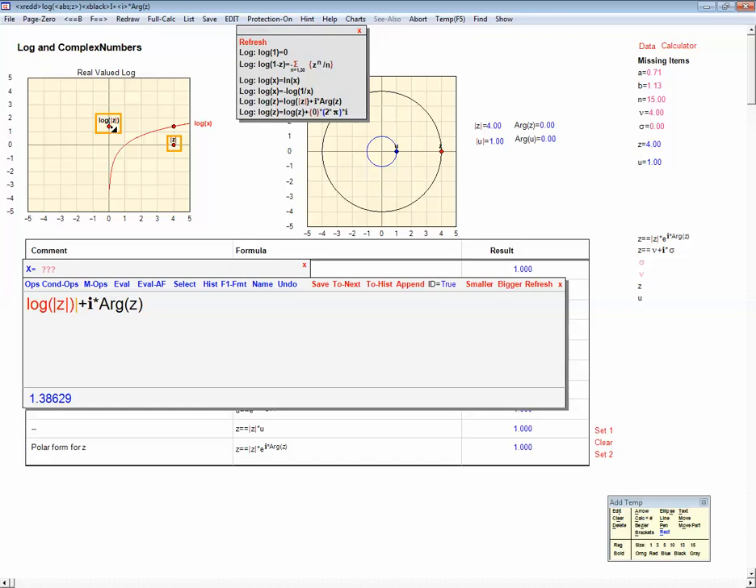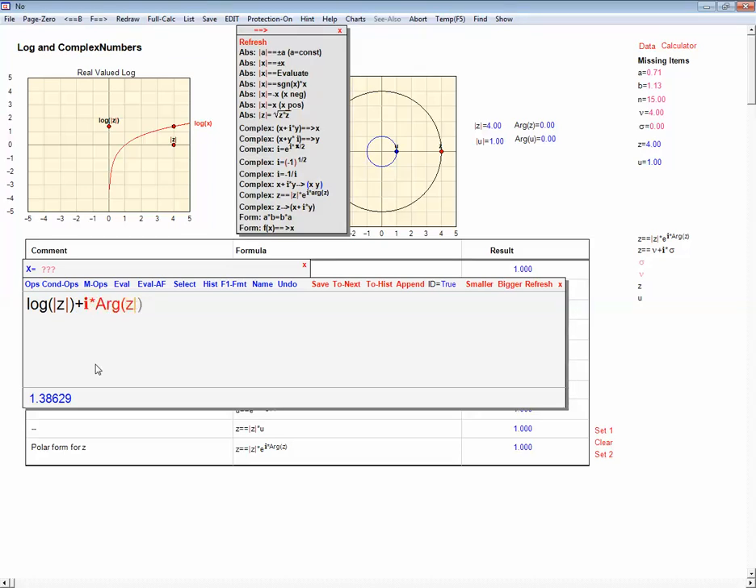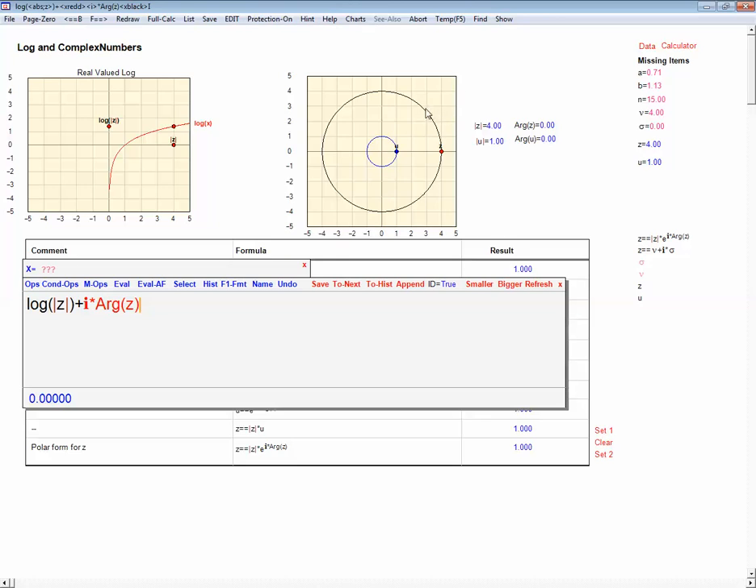So that's the real part of the log, and then there's the imaginary part of the log here. If we look at that, it's going to be 0 here, and why is that? Because I chose my z out here. Let's choose some different z's. If I choose a z up here that has an arg, then it's going to be this number here. It's going to be a complex number. So let's look at a few more of those just to get the feel for it.